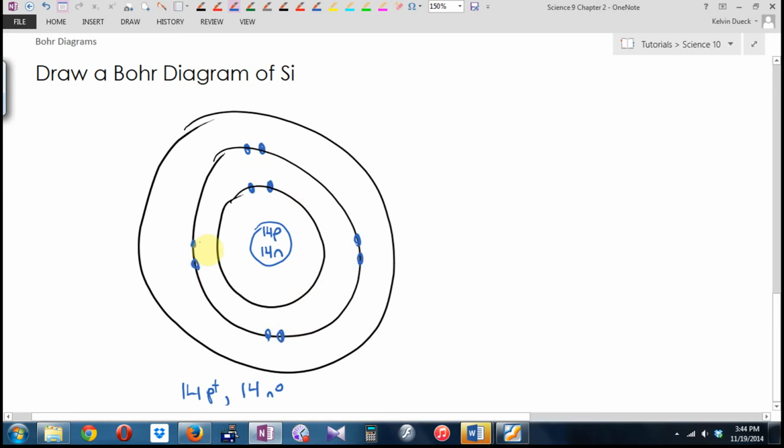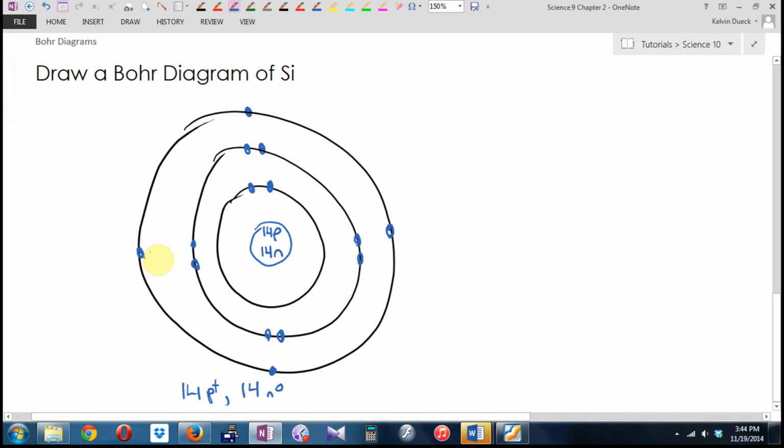How many are going to go in the next row? Now we count from the left. 4. And it goes like this. 1, 2, 3, 4. Okay, there's a Bohr diagram of silicon.